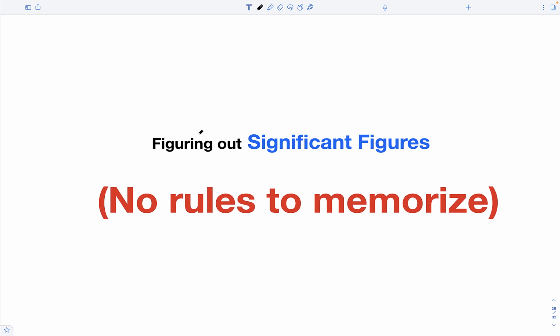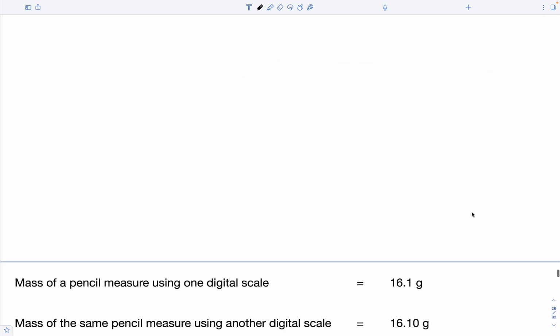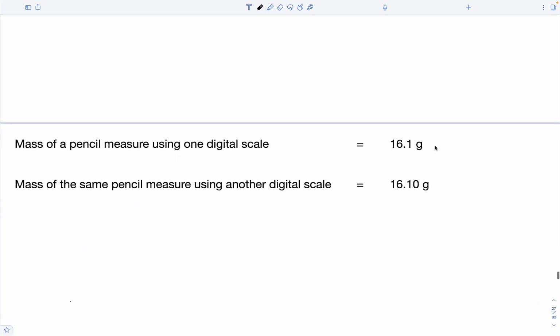In this video, we shall learn to figure out significant figures given a measurement. And there are no rules to memorize, I promise. Say these are the measurements obtained for the mass of a pencil when measured by using two different scales. In the first measurement, its mass is measured up to 1 decimal place. In the second measurement, its mass is measured up to 2 decimal places.